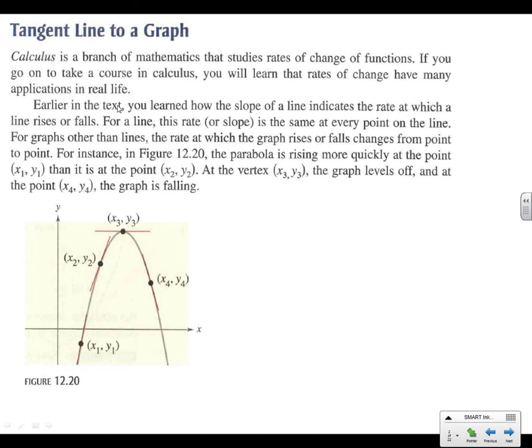All right, earlier in the text, and I mean way earlier, like the very beginning, we learned the slope of a line indicates the rate at which a line rises or falls, right? A positive slope is going up. A negative slope is a line that's going down, all right? And then this one right here, that's a slope of 0, if we have a flat line, okay?